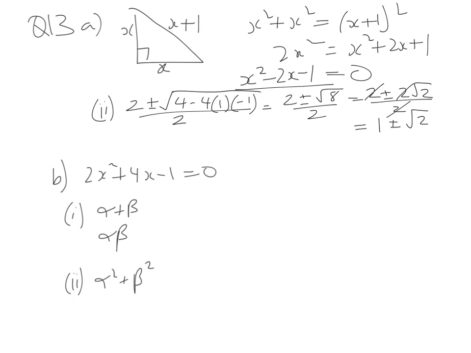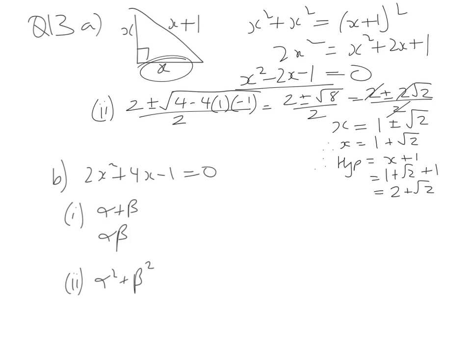Now 1 plus root 2 will get you a positive answer, 1 minus root 2 will get you a negative answer for x, and you can't have a negative length, so x is actually just going to be 1 plus root 2. Therefore, if x is 1 plus root 2, the hypotenuse is x plus 1, which is 1 plus 1, which gets you 2 plus root 2.